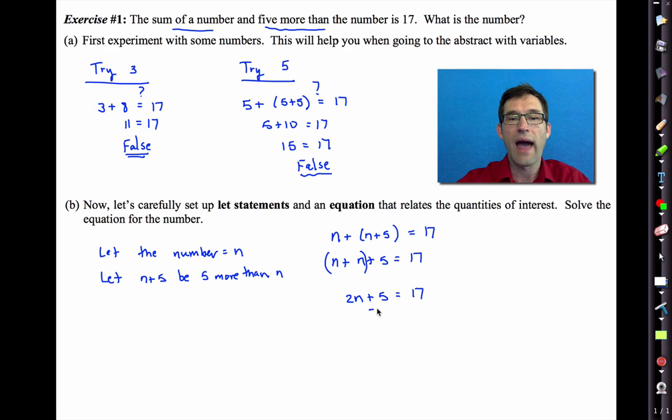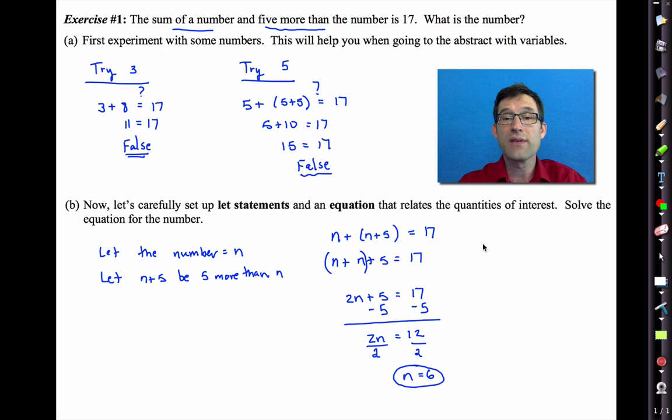Now I'm going to do a little additive property of equality, by adding negative 5 to both sides. That's going to leave me with 2n equals 12. That almost looks like 2n. Then I'm going to use the multiplicative property of equality to multiply both sides by 1/2, or divide both sides by 2. So I find out that the number is 6.